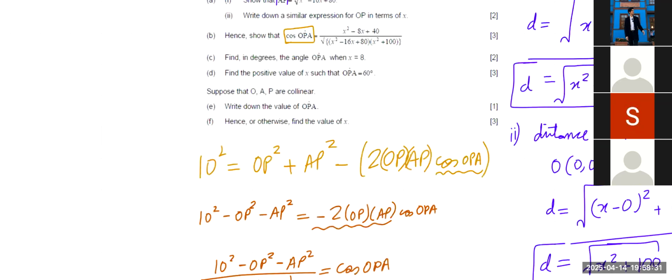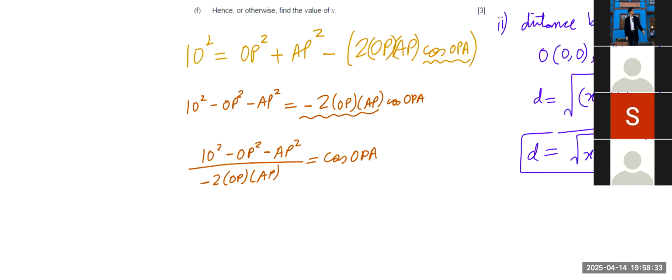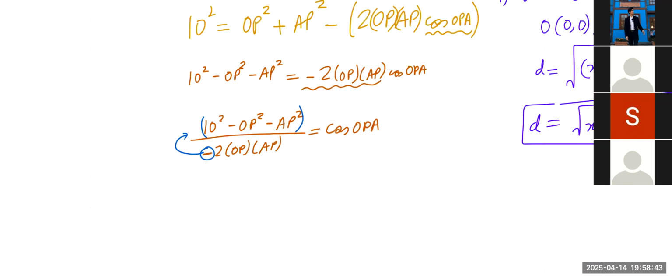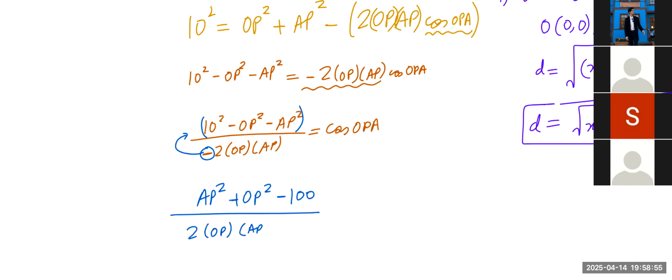Now, what I'm going to do is, watch carefully, I'm going to take this negative and apply it everywhere at the top. Because a negative can be at the bottom or the top, it doesn't matter. So I'm going to apply the negative to everything at the top: AP squared plus OP squared minus 100. Because both of these guys became positive and this guy became negative. And at the bottom, I just have 2 OP, AP, and the right side is just cosine of OPA.